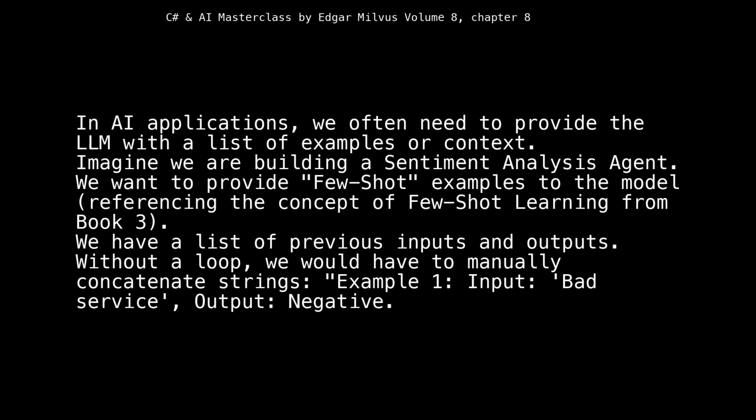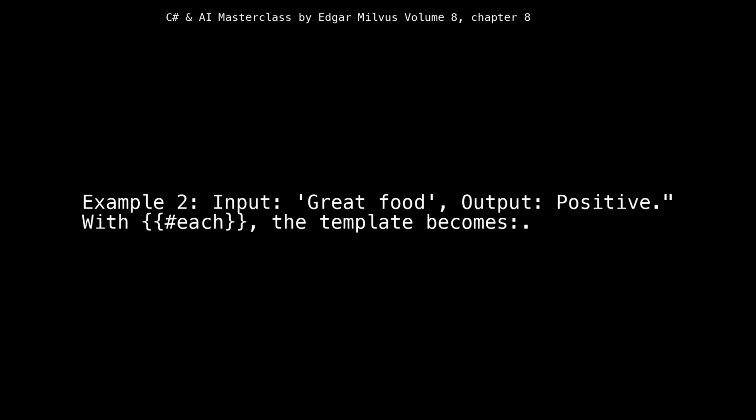Without a loop, we would have to manually concatenate strings. Example 1, input, bad service, output, negative. Example 2, input, great food, output, positive. With #each, the template becomes.